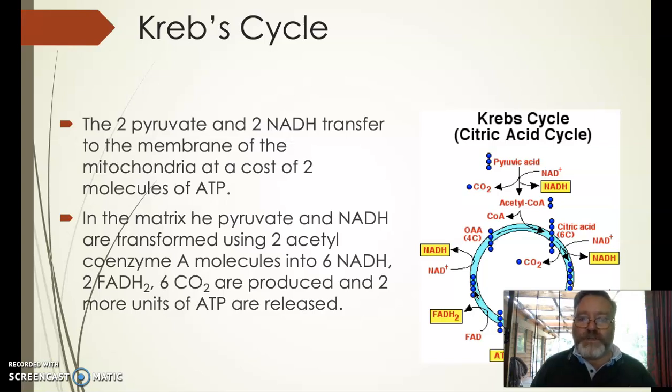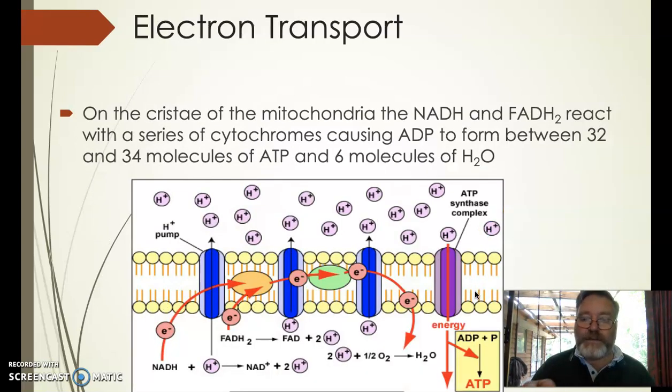Krebs cycle occurs inside the mitochondria in the matrix, and the two pyruvates and two NADHs move into the matrix, and then they are changed into acetyl coenzyme A molecules, more NADH, and now some FADHs, and we get a whole lot of CO2 produced at this stage, and 2 more units of ATP. Then we finish that off. The work's redone in electron transport.